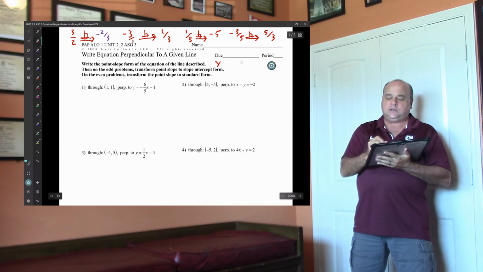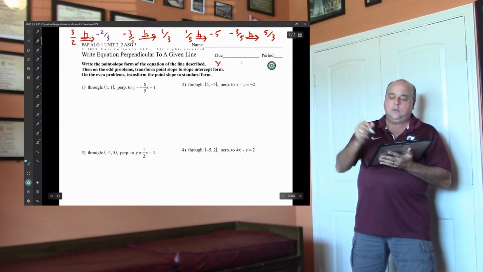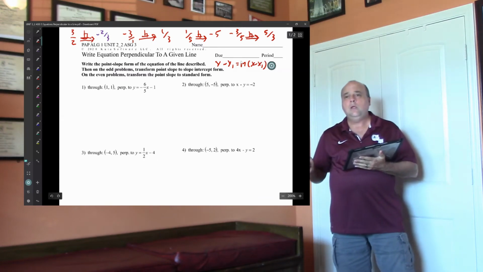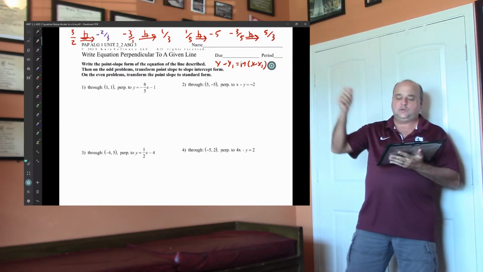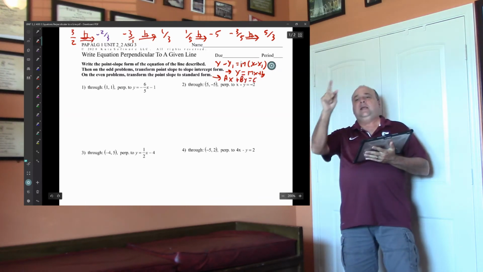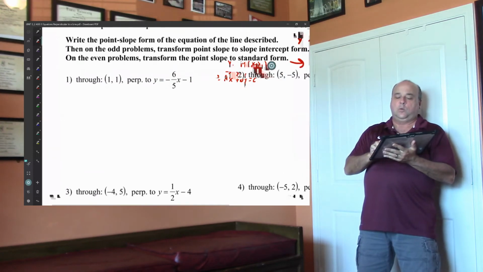And remember, point slope is y minus y1 equals m parentheses x minus x1. We're going to plug it into point slope, then switch it to slope intercept, which is y equals mx plus b, or standard, which is ax plus by equals c. So piece of cake. So let's go to number 1.